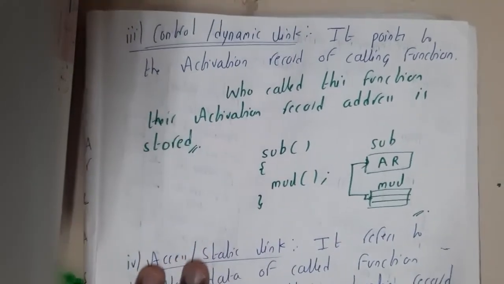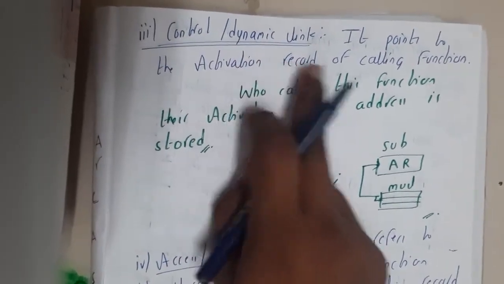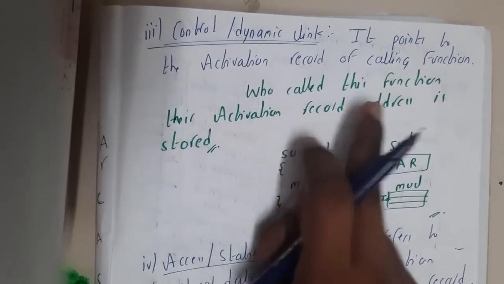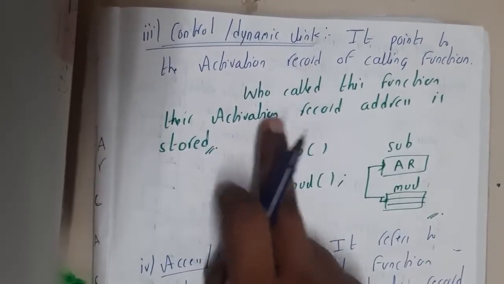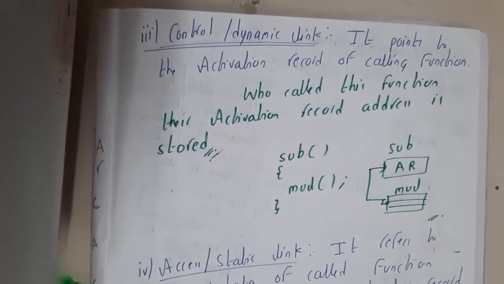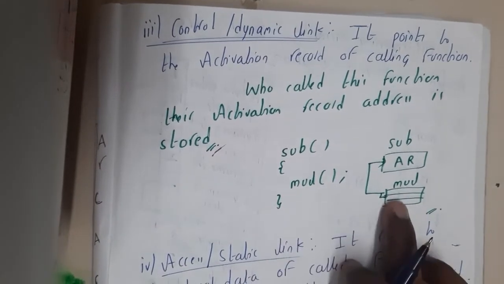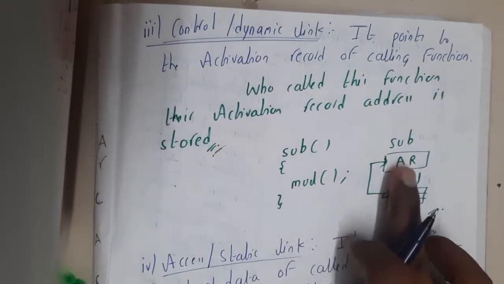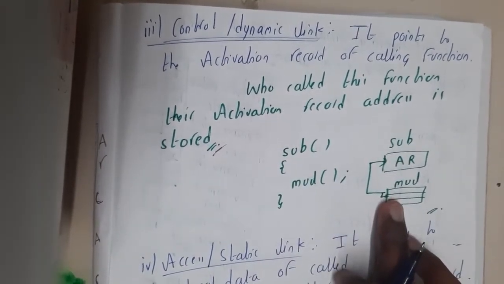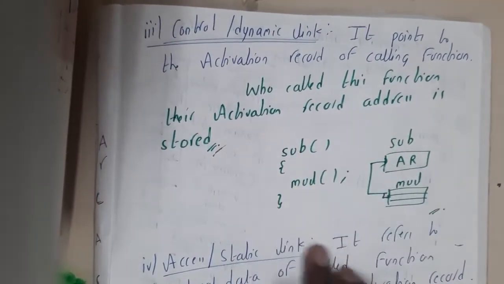Okay, similarly the control link, or dynamic link. From the name itself, you can say it is nothing but some kind of dynamic link. It points to the activation record of the calling function. Who called this function? Their activation record address is stored. Assume that the sub function is calling mul. So inside mul, you will be storing the address of the activation record of subtract. This is nothing but the dynamic link.